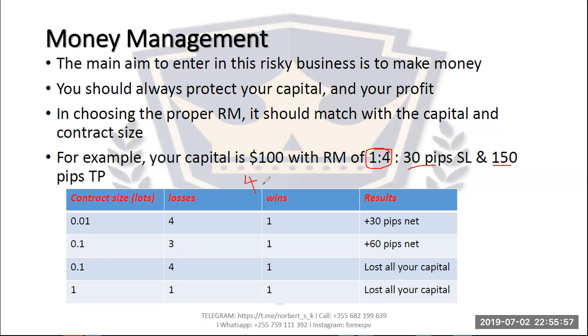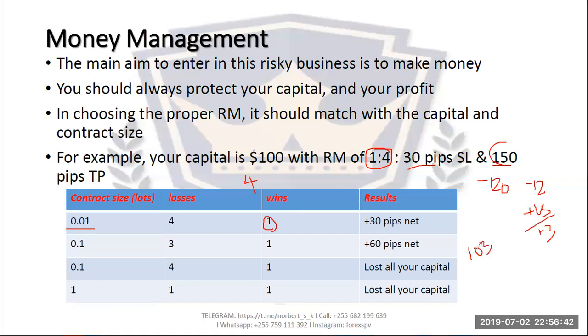Now, let's take a look on the contract side. You're using a 0.01 lot size. You get 4 losses. It will be around negative 120 pips. So negative 120 pips for 0.01 lots is around negative 12. So you have negative 12, you come to win 1. That means you have 150 pips, you have plus 15. So you're up 3. So your account will have $103.